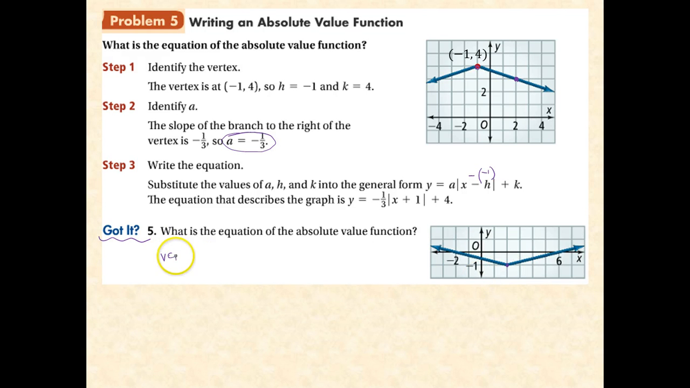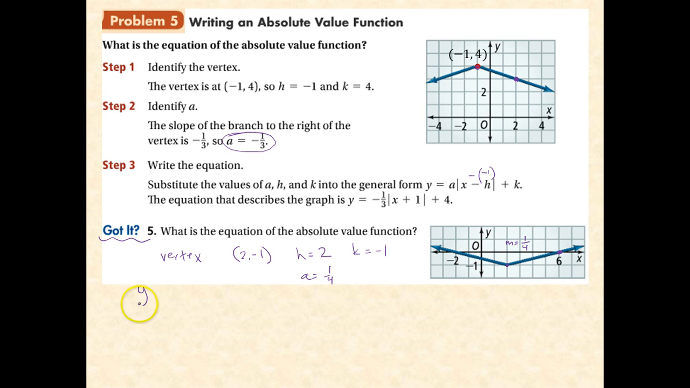Alright, so first we need to identify the vertex. And we go over 1, 2, and down 1. So the vertex is 2, negative 1. So that means h is 2, k is negative 1. And then what is our slope on the right branch? It seems like we're crossing here, so we would go up 1 over 1, 2, 3, 4. So that's a slope of 1/4. So that means a equals 1/4.